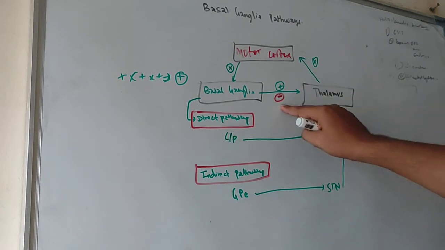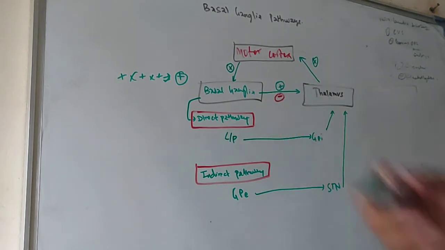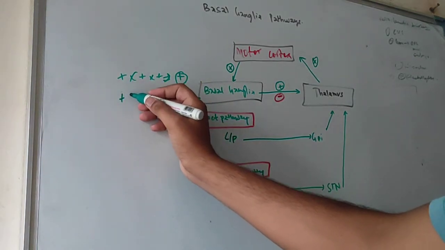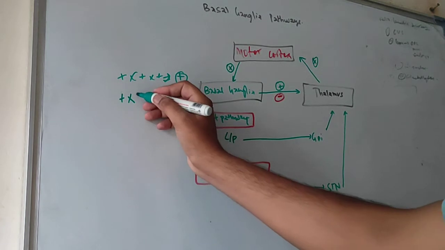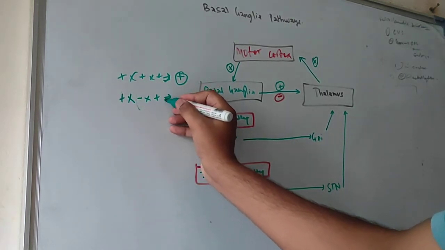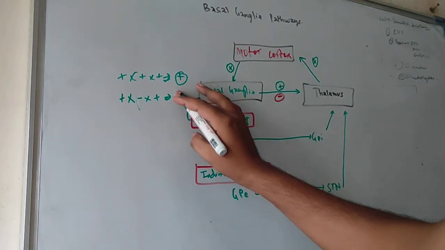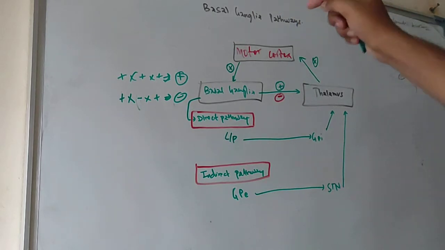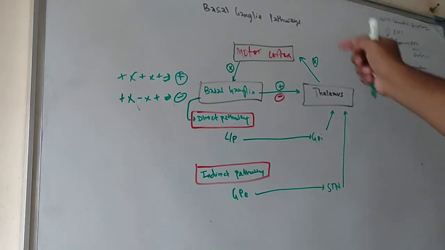If the basal ganglia inhibits the thalamus, the overall sum or multiplication becomes negative, because there is a negative in between. This negative implies a decrease in supply. The thalamus is inhibiting the motor cortex, and there is a decrease in motor activity. By knowing this, let us dive into the basal ganglia pathways.